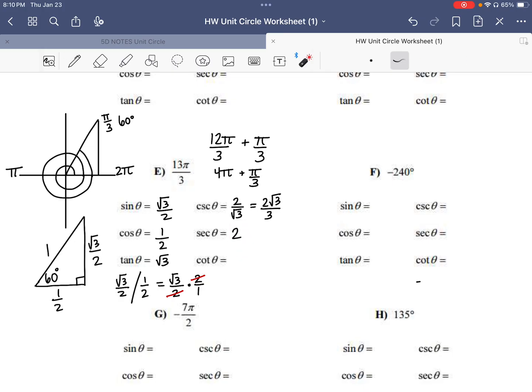Now, the cotangent is, if this is the square root of 3, that's root 3 over 1. So we take the reciprocal of that, which is 1 over the square root of 3. If I rationalize that, you end up with root 3 over 3.